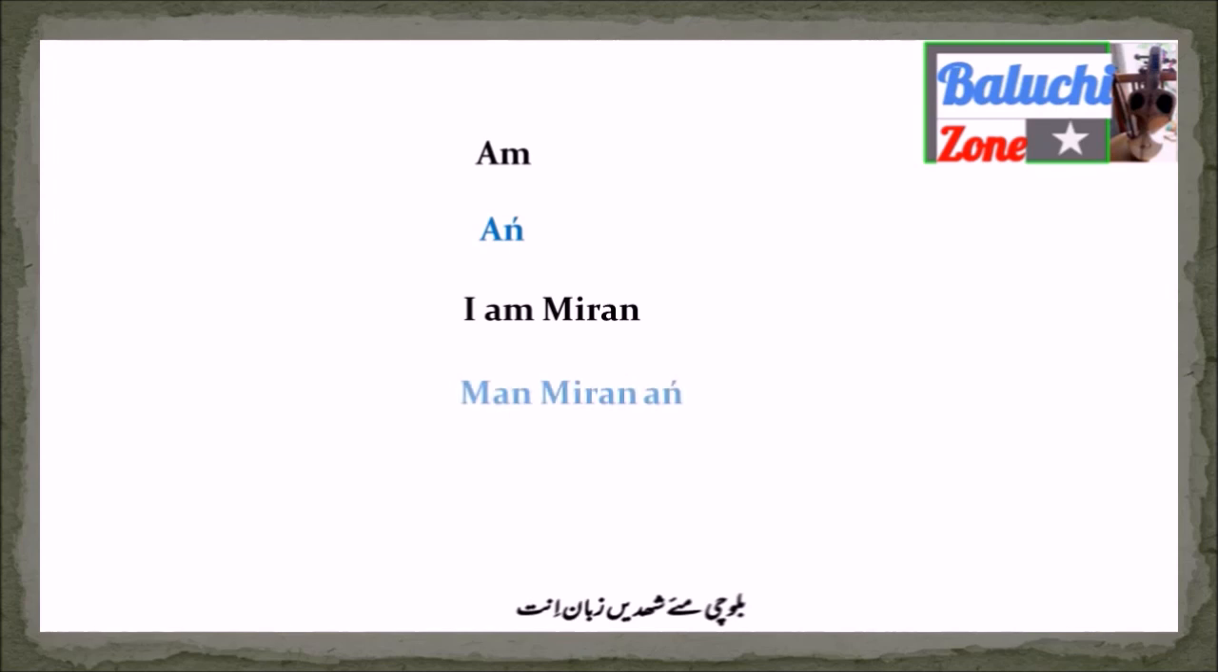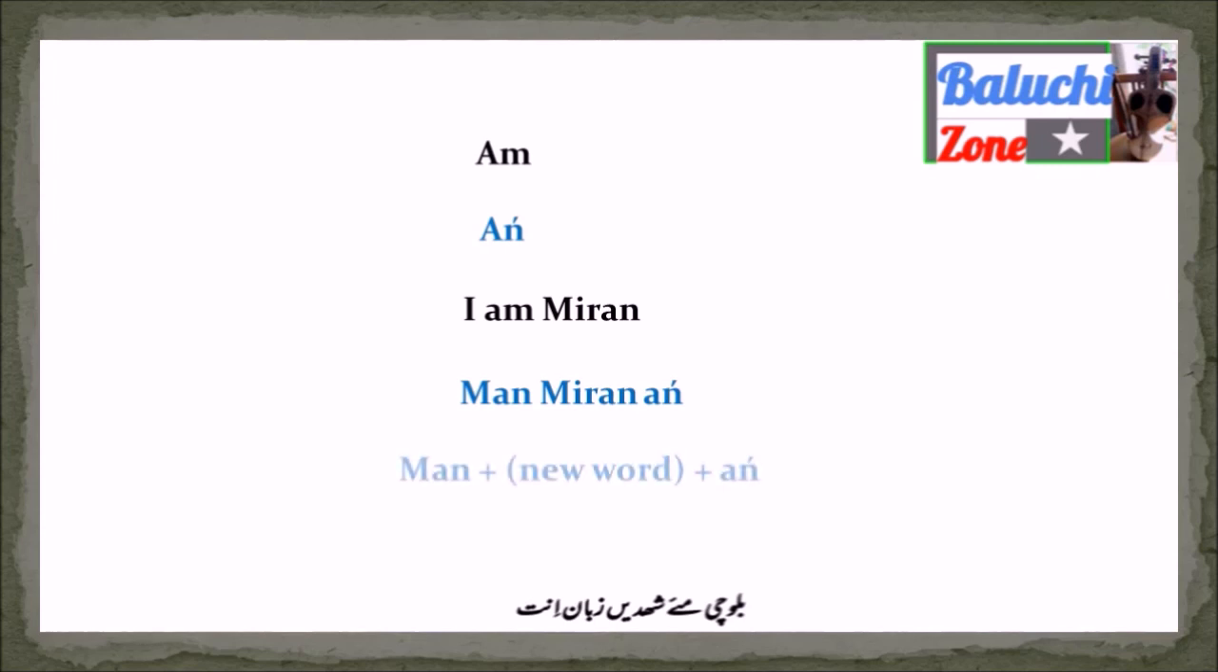Man Miran an. Of course, if we go with the literal English translation, it would translate as I Miran am, which doesn't make any sense. But in Balochi, when building any sentences beginning with I am, we simply attach or place an, the Balochi version of am, to any word next to man. Don't worry, it's simple. I have the formula written for you.